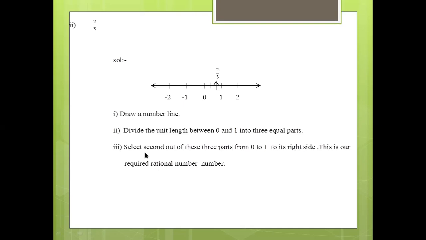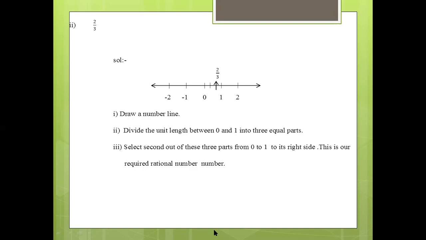0 to 1. Why select the second part? Because the numerator, check the numerator, this is 2. So 1 first, 2, 3. So you will select the 2 because the numerator is 2. So this is our required rational number. It means that when you have to draw the fraction on a number line, you have to choose in which unit length we have to draw the number.